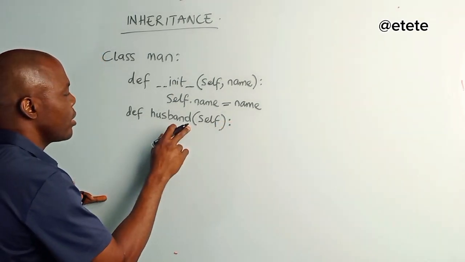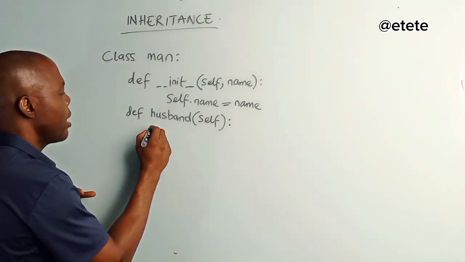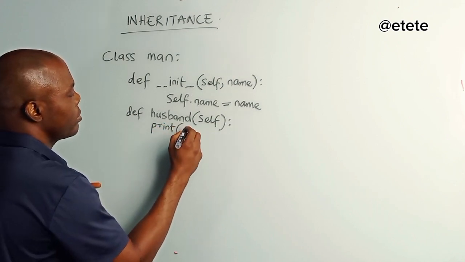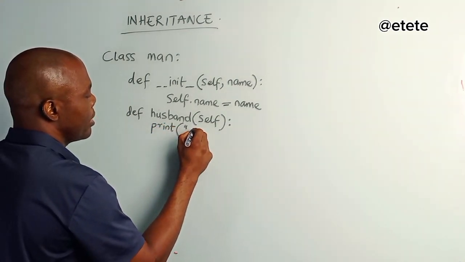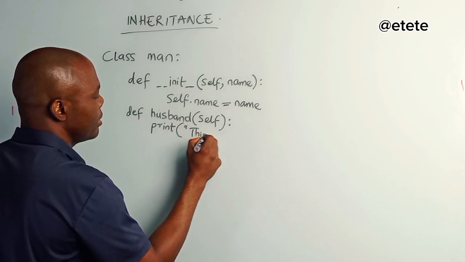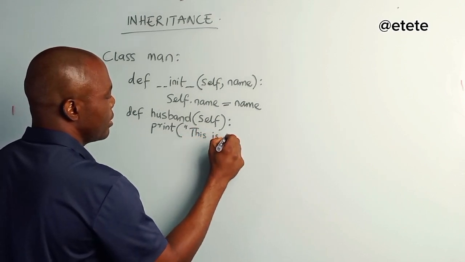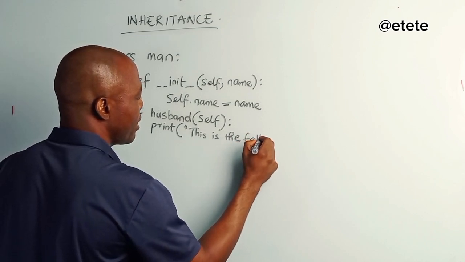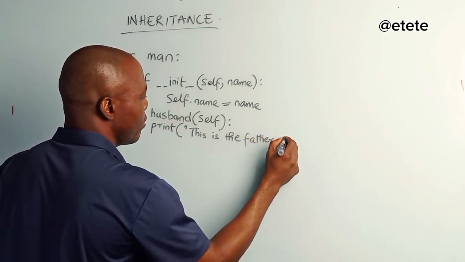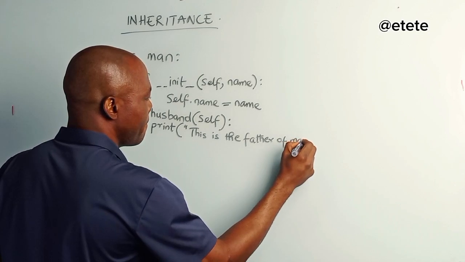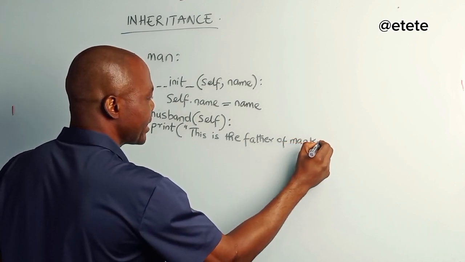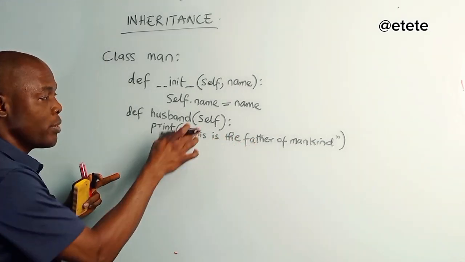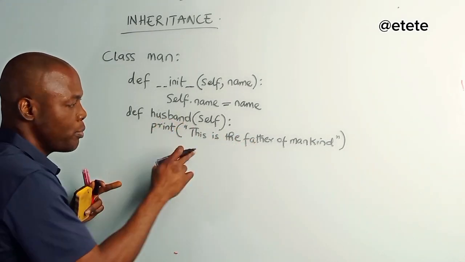So inside this husband method, what is it going to do? I want it to print out: this is the father of mankind. So that's what I want it to print out. This method, what I want this method to print out is this.